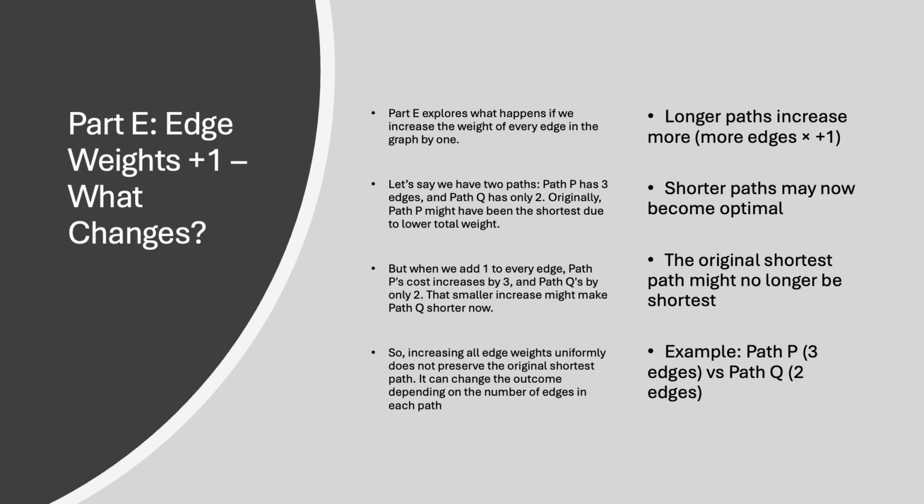So increasing all edge weights uniformly does not preserve the original shortest path. It can change the outcome depending on the number of edges in each path. So the main idea of this is that longer paths increase more, so more edges times +1. Shorter paths may now become optimal. The original shortest path might no longer be the shortest anymore. An example of this could be path P, 3 edges, versus path Q, 2 edges.